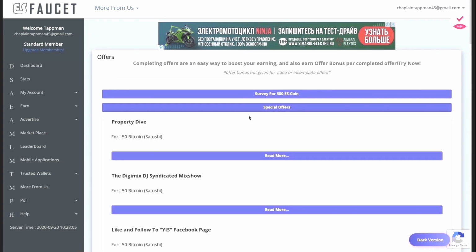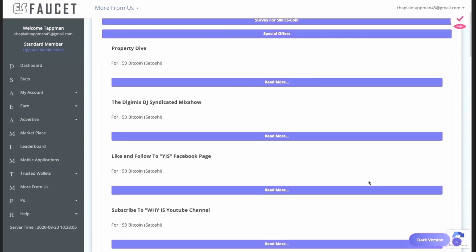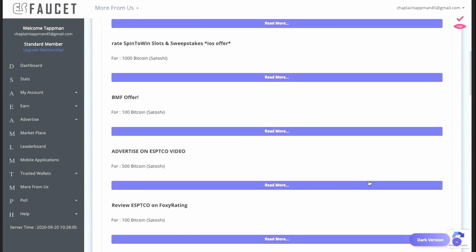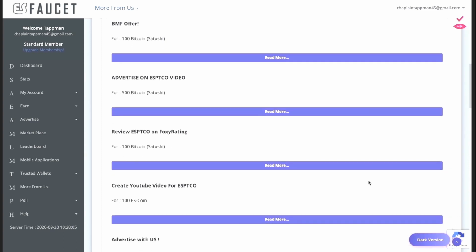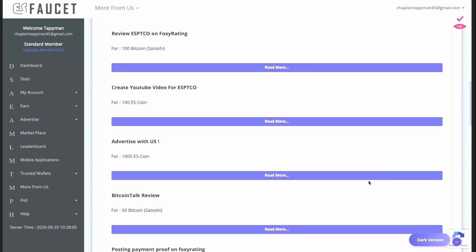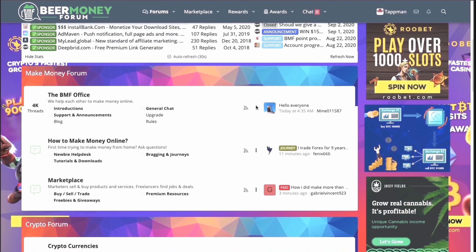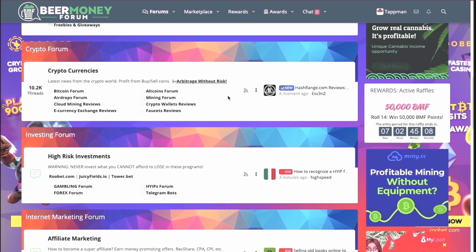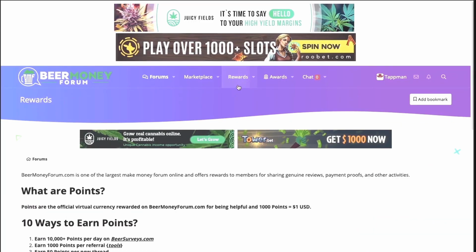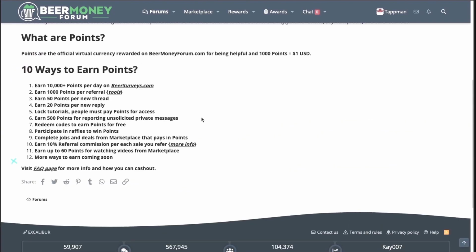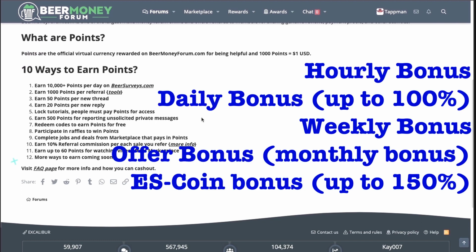But the special offers section, take a look at some of these offers. They're really, really interesting. One offer is to advertise with them. One offer is to rate them on Beer Money forums. I'll put a link to Beer Money forums in the description as well. It's a forum which lets you earn money while posting on it, and share your referral links and things like that. Each time you complete a special offer, you receive 10 ESXP instead of the 1 you receive from other offers and from claiming. So that's cool, but you also get 1% bonus to all your faucet claims for the month. So you can add up.